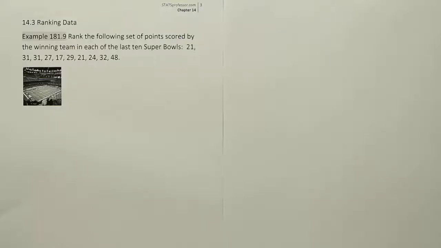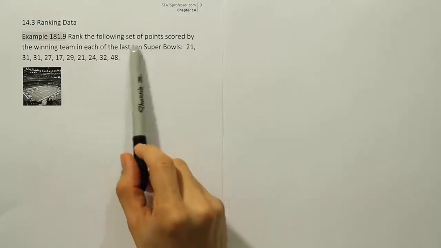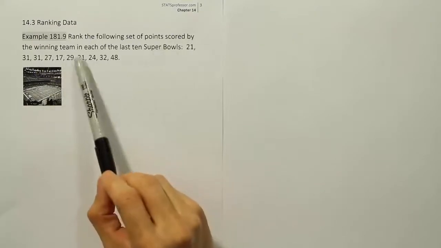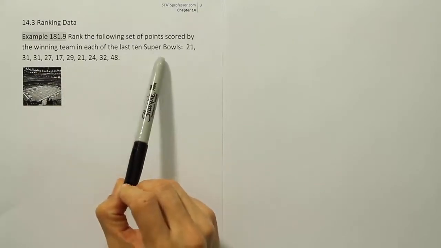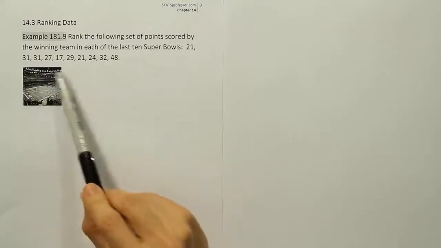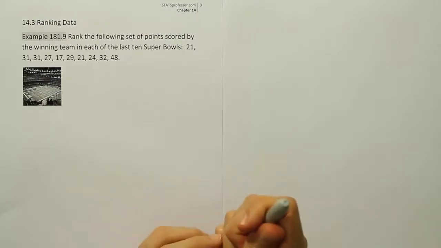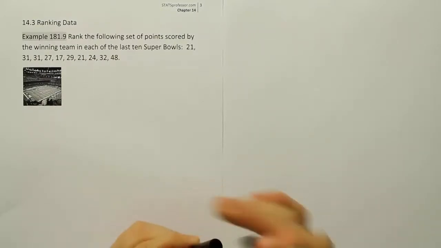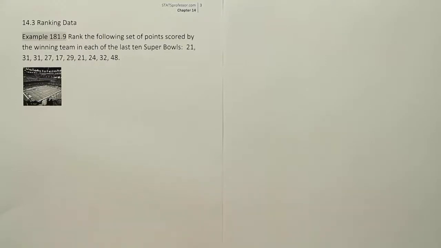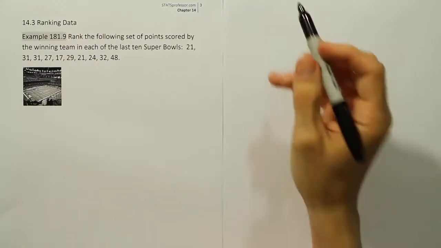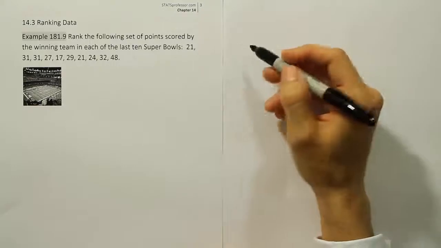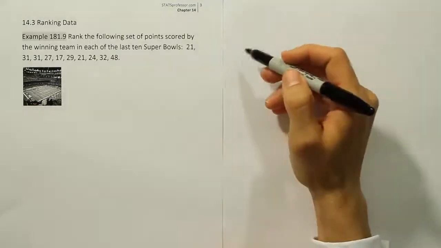Example 181.9. Rank the following set of points scored by the winning team in each of the last 10 Super Bowls. So we have a list of points here for the games, and these are the point totals for the winning team among the teams that played in the Super Bowl for the last 10 Super Bowls. To rank them, all you want to do is put the numbers in numerical order from smallest to largest, and then apply the corresponding ranks.